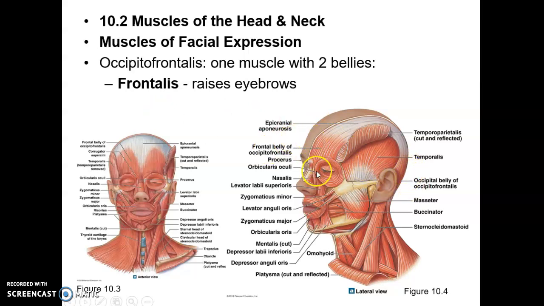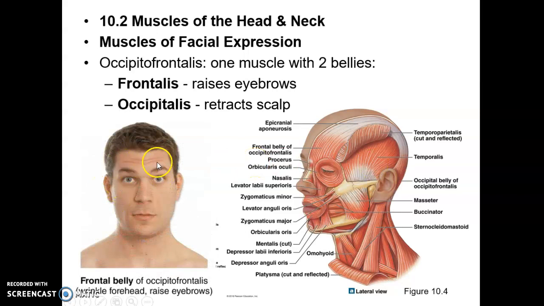So the frontalis, its general function is to raise the eyebrows. The occipitalis retracts the scalp, pulls the scalp back when the occipitalis contracts. Like so here, raising the eyebrows by the action of the frontalis. So for lecture and for lab, we'll focus on primarily the actions of the muscles, and with only a few origins and insertions being required to know.